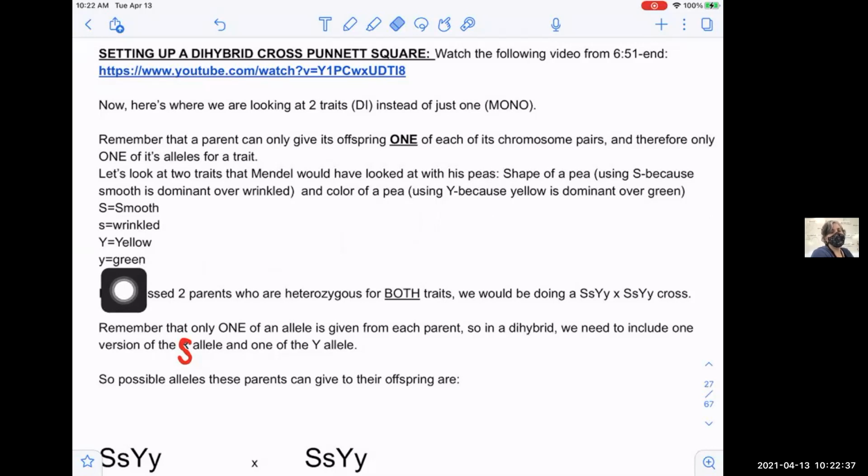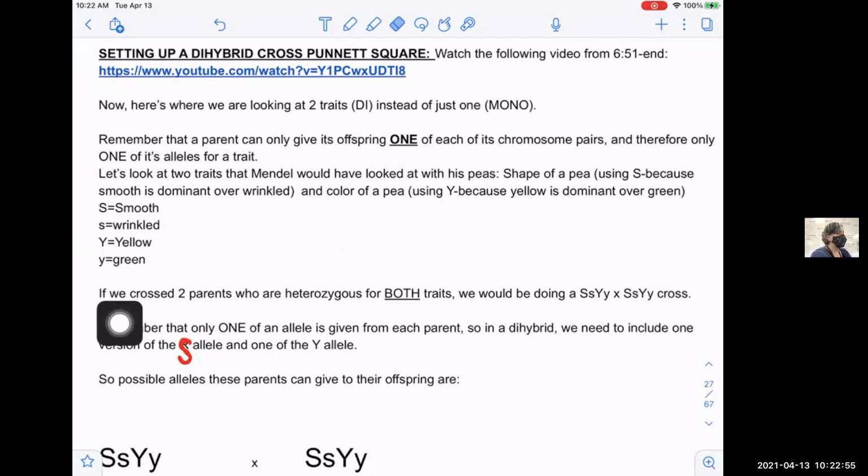And I know you're probably like, Miss Klepper, every pea I've ever seen in my whole life has been green. I get it, me too. But back then, apparently yellow was dominant over green, and that's what Mendel saw. So we're going to keep with Mendel's findings as we move forward.